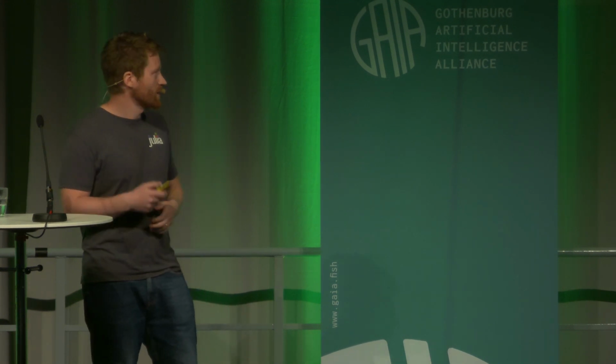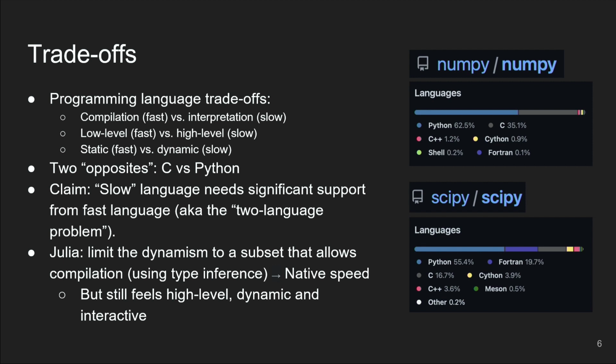And a little bit of a claim here is that if you have a sort of a slower language, you are going to need significant support from a fast language, which is sometimes called the two-language problem, because there are cases where you need the absolute best performance.